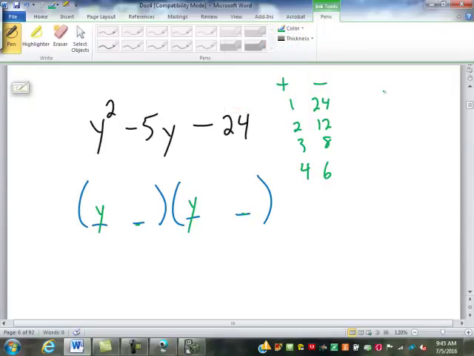Anybody want to throw one out? 3 and 8. So let's try negative 3 and positive 8. Remember, one had to be positive, one had to be negative.